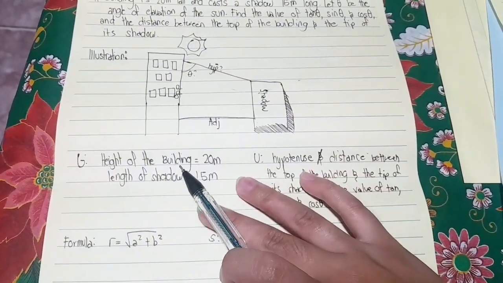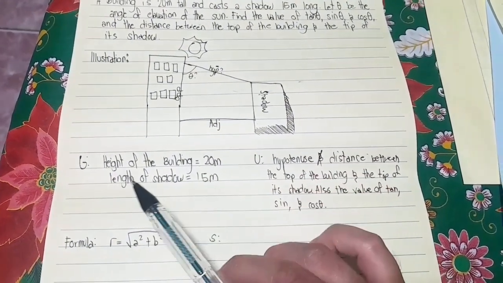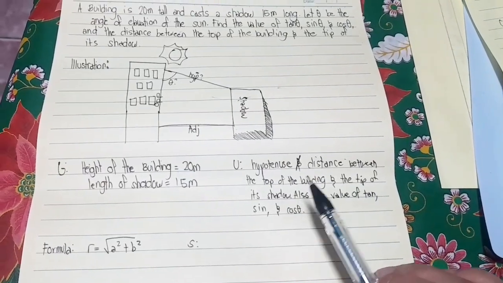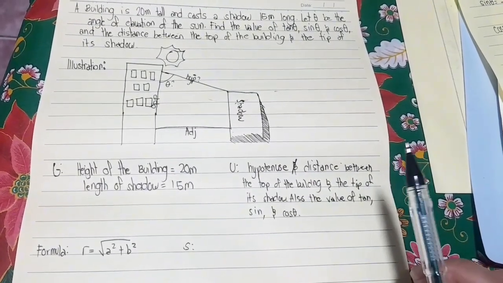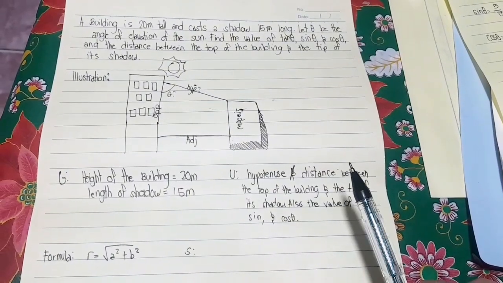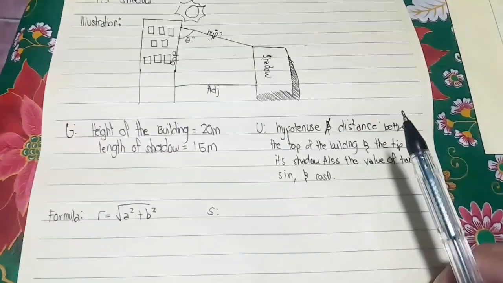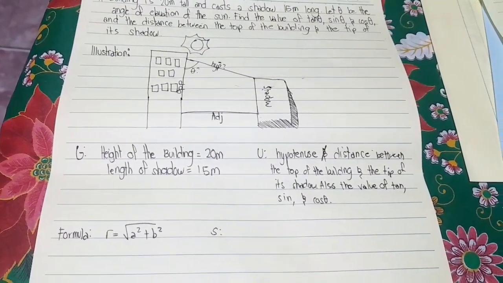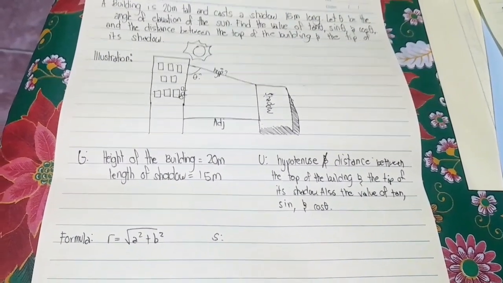So our given is the height of the building is 20 meters long and the length of the shadow is 15 meters long. And our unknown is the hypotenuse, or the distance between the top of the building and the tip of its shadow. Also, we need to find the value of tan, sine, and cos theta. And we will use the formula r is equal to the square root of a squared plus b squared. So now let's solve and find the answer of the hypotenuse.